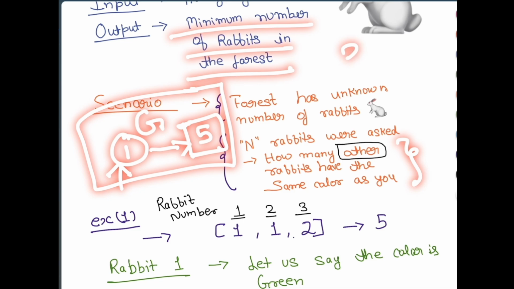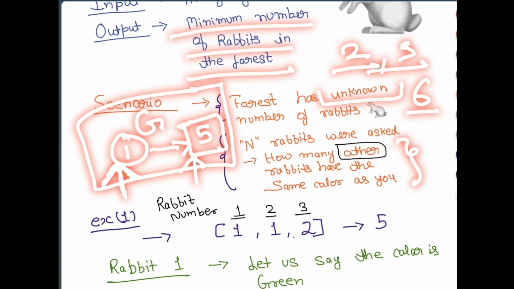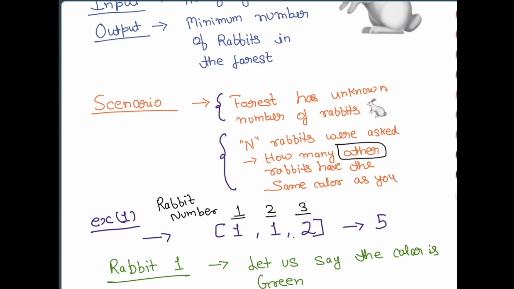Well, you can't say there are 2 rabbits, there are 3 rabbits. No, that's not the minimum. See, the total number of rabbits is unknown, but the minimum number we know is 6. Why? Because we saw this one rabbit, and this rabbit told that there are 5 more rabbits who have the same color as me. So there are 1 plus 5, total 6 rabbits who have the color green. So from here, I can say that there are at least 6 rabbits in the forest.